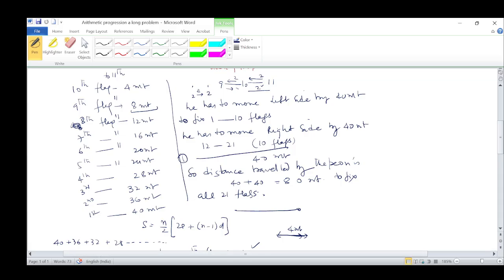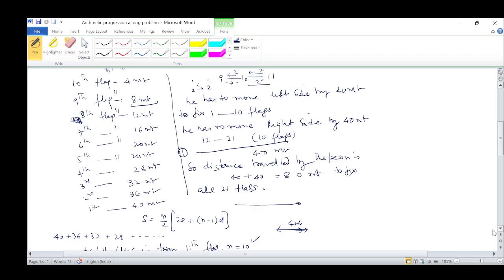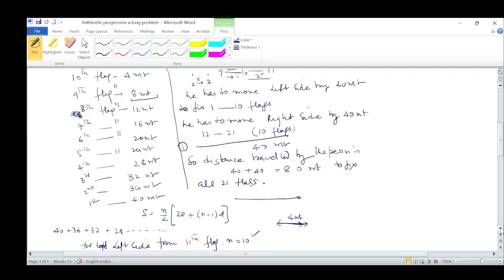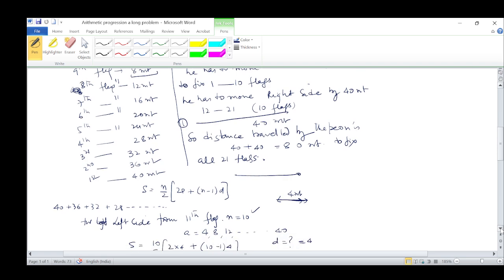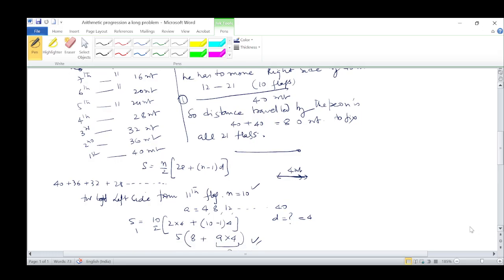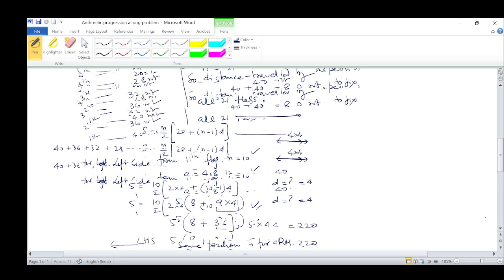Now, the other part I have told you: when he asks for the sum of the distance travelled by the peon, you have to apply the addition formula, S = n/2 [2a + (n - 1)d]. You apply this for one side and the same for the other. What I have done is take n equal to 10 only, not n equal to 20. We can take that, but for examination purposes, you have to write n equal to this. This is how you proceed for the long problem.